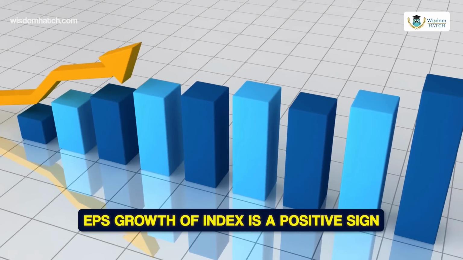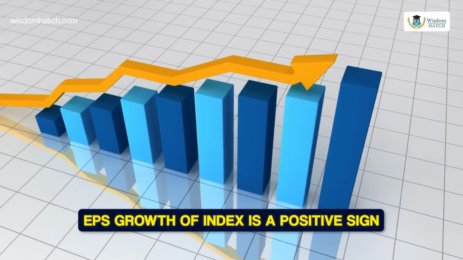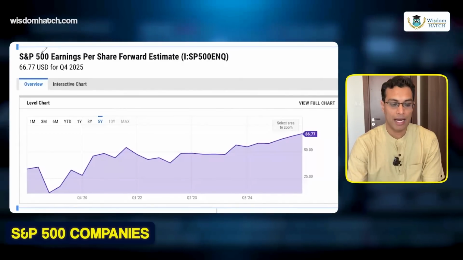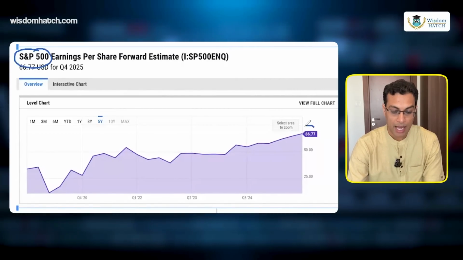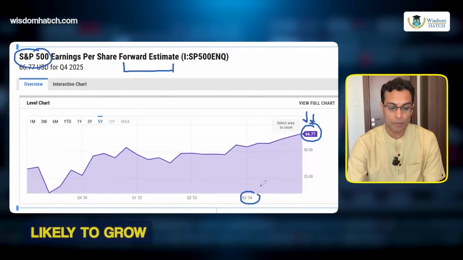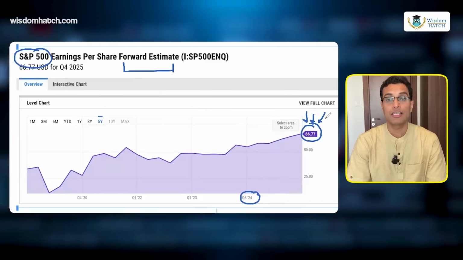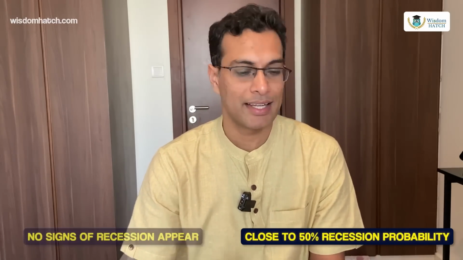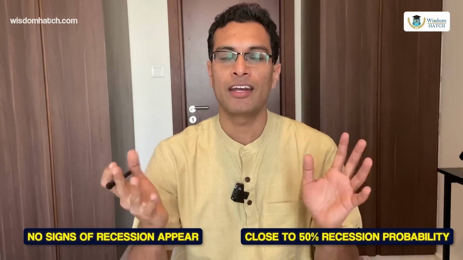Now, if the earnings of Nifty 50 companies, or the earnings of Sensex or S&P 500 companies, are growing, then this 12-month forward EPS growth of the entire index is a positive signal which could indicate that the stock market will not fall. So what does the estimate tell us? If we take a look at the S&P 500 companies, you will see that they are likely to grow. So there is no problem in terms of the forward estimates for the next 12 months. So one data point indicates that the probability of recession is close to 50%. The second data point, the forward EPS, indicates that, you know what, boss, earnings will grow. So there is nothing to be scared of.